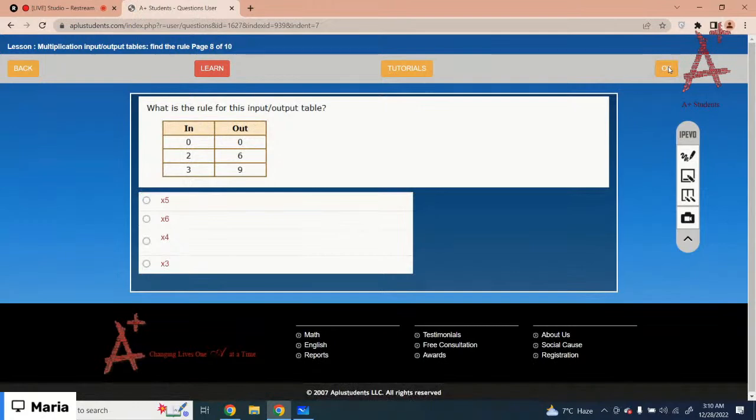What is the rule for the input output table? Which is the correct option? Yes, it is multiplying by 3. Got it. The last option is the correct one. Just select the correct option and click on the OK button.